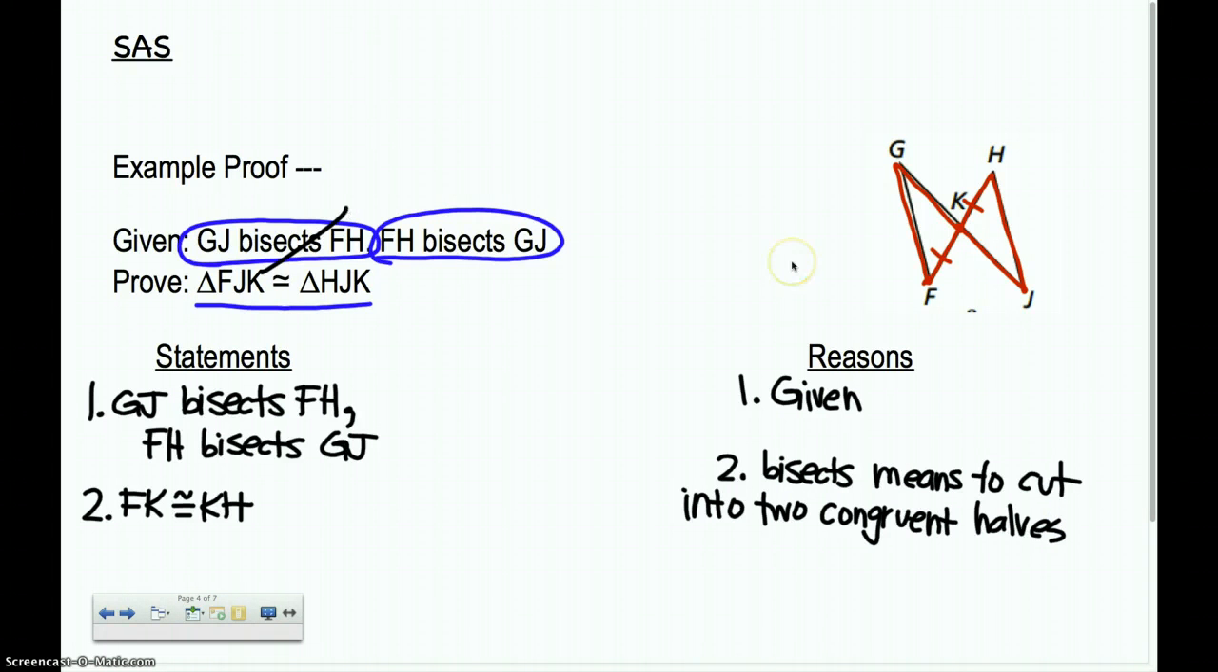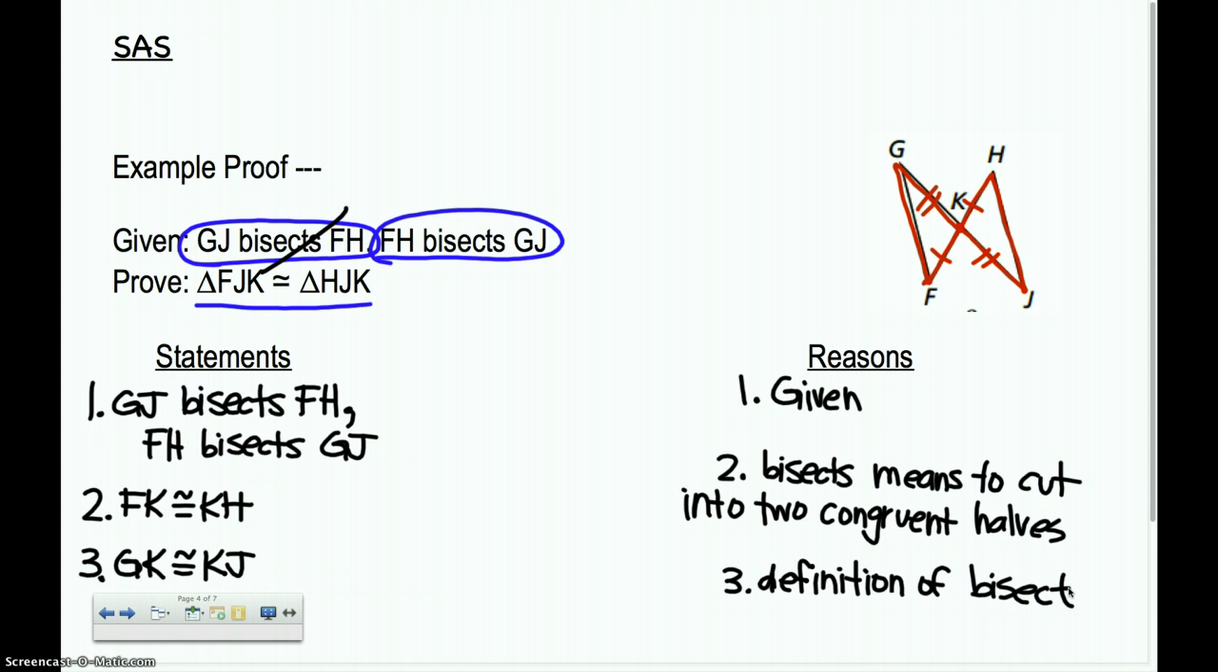FH bisects GJ. FH comes through and cuts GJ exactly into two congruent halves. It bisects it. What we need then is that GK is congruent to KJ. GK is congruent to KJ. Why? That's what bisect means. What we're using here is the definition of bisect. The definition of bisect. Done with that one. We still don't have enough.